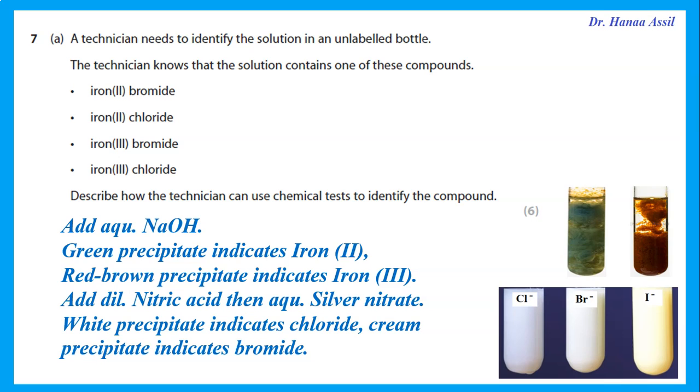So if it's a chloride, then we should get a white precipitate. And if it is bromide, we should obtain cream. Of course, you know that if we're testing for iodide, it should give a yellow precipitate.